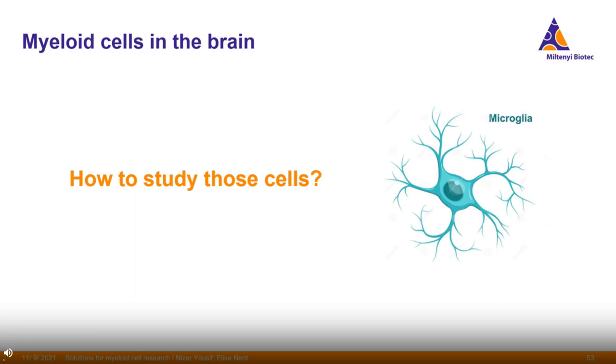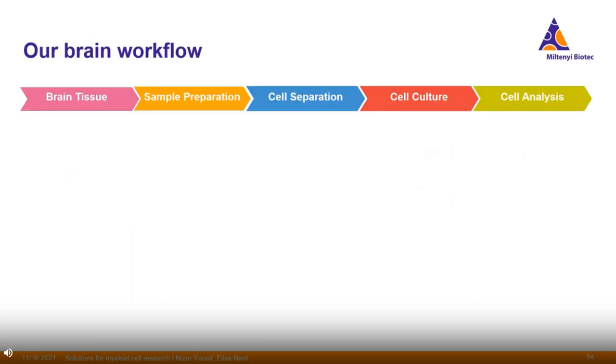and blood vessels. And to tackle all of these problems, let me introduce you now to our workflows for neural cell analysis. So as you can see here, we have a dedicated workflow when analyzing the brain. It goes from sample preparation over to cell separation and can be followed by cell cultivation or analysis.